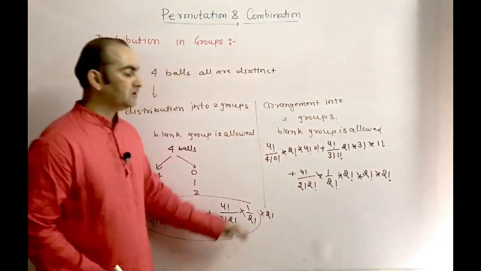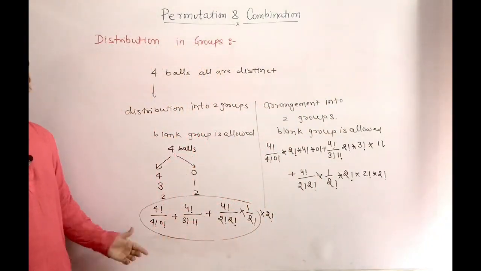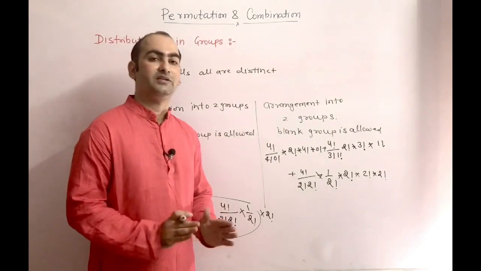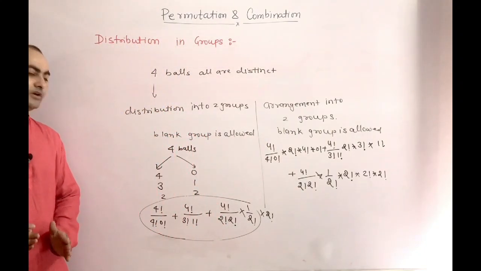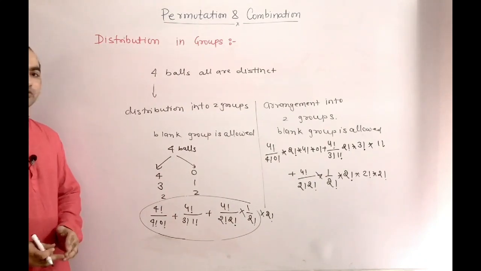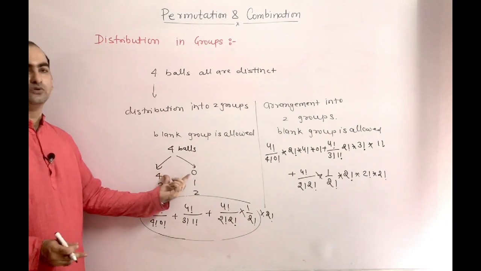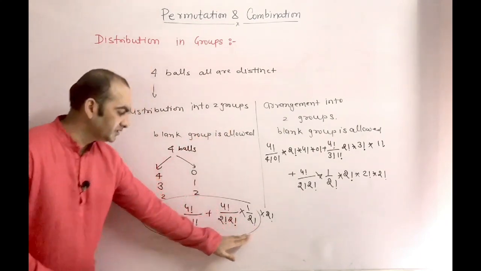Okay, so this is called arrangement, and this is distribution. In arrangement we have to take care of internal arrangement also, but in distribution we will not take care of internal arrangement. First we are doing grouping, after that we are doing distribution. So these two parts we have to distribute among two groups. So what will come? 2 factorial, and this is grouping.